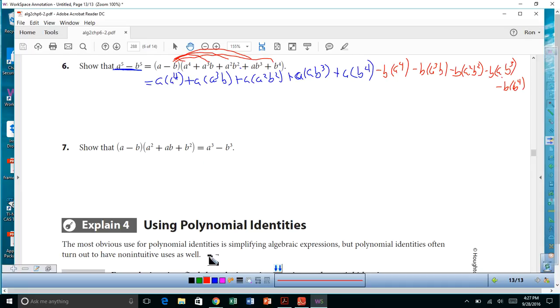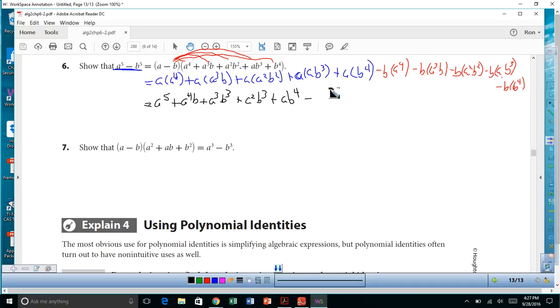Now this is really shortened up when we do this arithmetic. It equals a times a to the fourth is a to the fifth, plus a times a to the third b would be a to the fourth b, plus a times a squared b squared would be a to the third b to the third, plus a times a b cubed would be a squared b to the third, plus a times b to the fourth would be a b to the fourth.